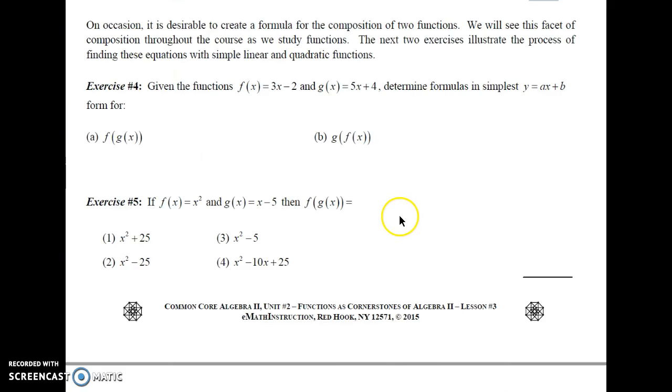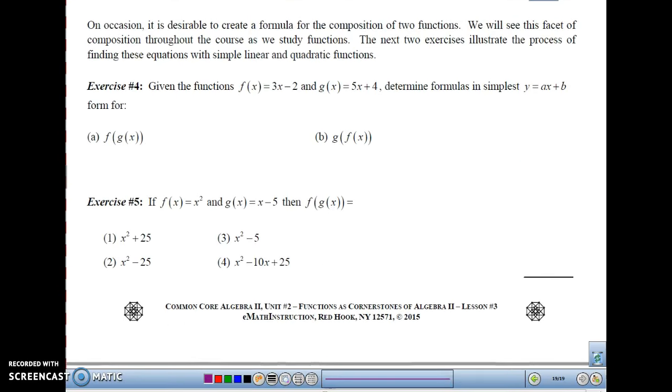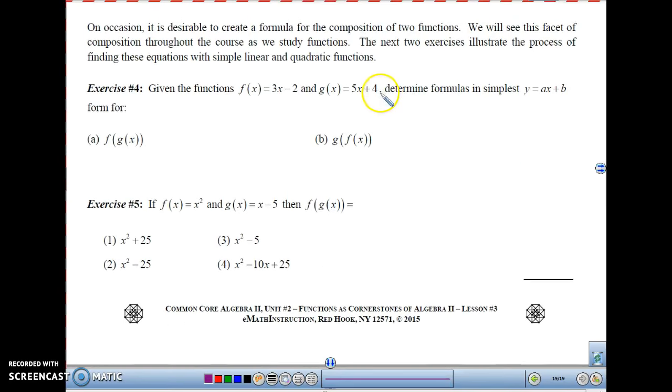Okay, now here's a little more complicated stuff. On occasion, it's desirable to create a formula for the composition of two functions. We will see this facet as we study functions. So what we're going to do is take one function and plug it into the other. So if we have f of x equal to 3x minus 2, and g of x equal to 5x plus 4, we want to determine formulas in simplest y equals ax plus b form for these functions. So basically, we're combining the two linear functions to make another linear function.